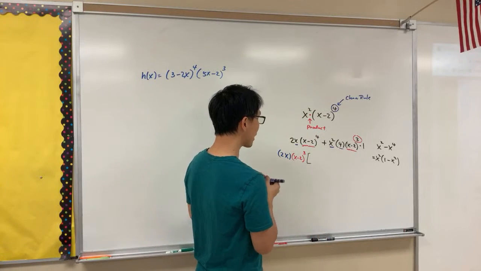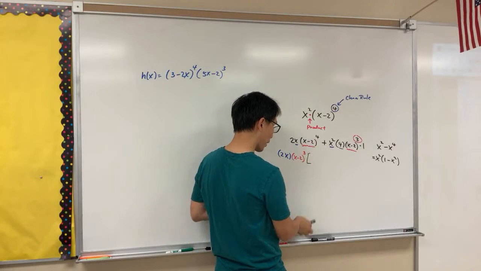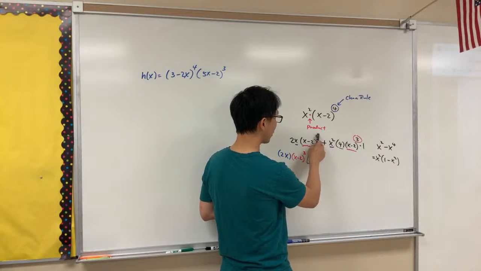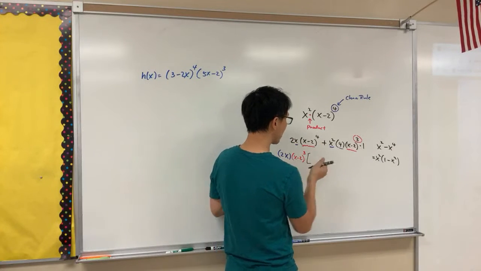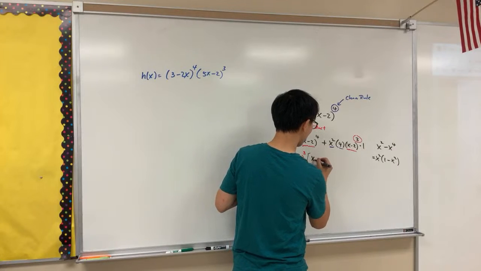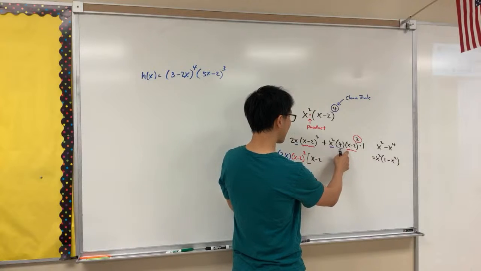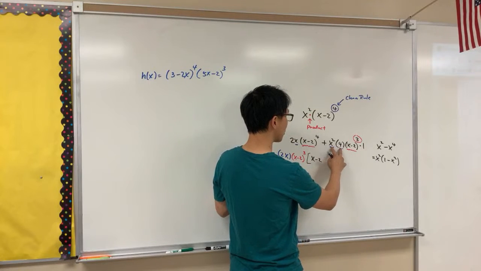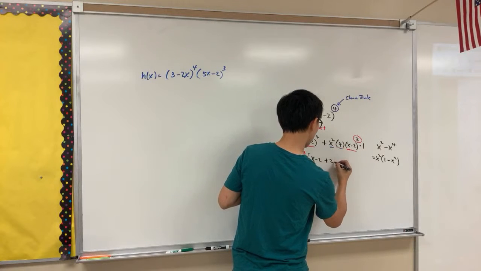Now, once I take it out, I look at what I have left. If I take out 3 of them, I have 1 more x minus 2 left. This is 2x, so it's all gone, so it's x minus 2 to the 1st power. And if I take out the third power and take out 2x, what do I have left? 2x. Okay, so I'm going to have plus 2x.